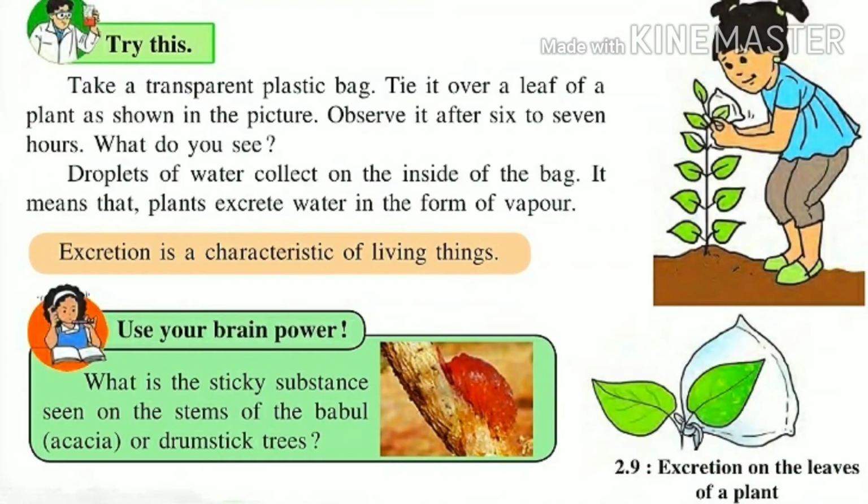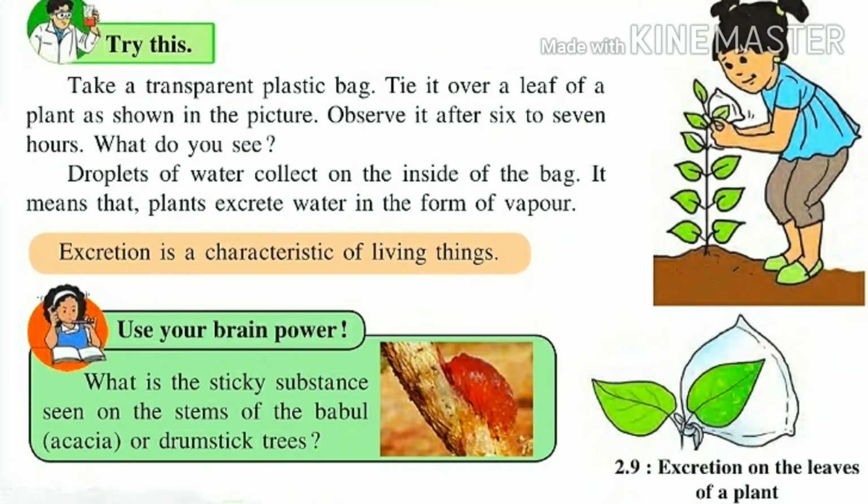Dear students, let's complete our experiment. Let's try this. Take a transparent plastic bag, tie it over a leaf of a plant as shown in the picture. Observe it after 6 or 7 hours. What do you see? Droplets of water collect on the inside of the bag. It means that plants excrete water in the form of vapor. Yes, it means excretion is a characteristic of living things.